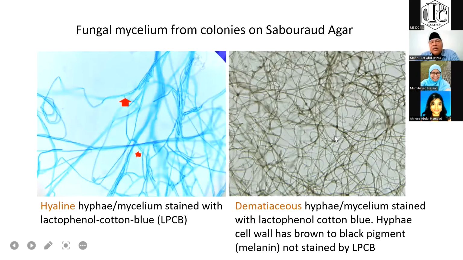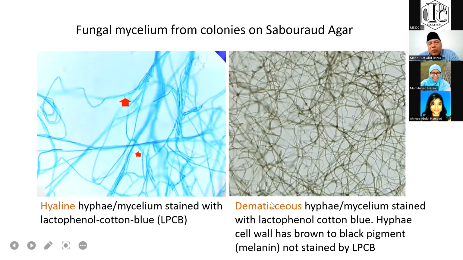But there are fungi where, whether you stain with LPCB or look straight away under the microscope without staining, they look similar. They look brown to black. The hyphae is brown to black in color, because this group of fungi produces pigment, mostly melanin, in the cell wall. And this melanin is not stained by LPCB. So the fungus looks brownish to black. A fungus with this kind of hyphae or mycelium is called a dematiaceous mold. Or if you like, you can call them black mold.